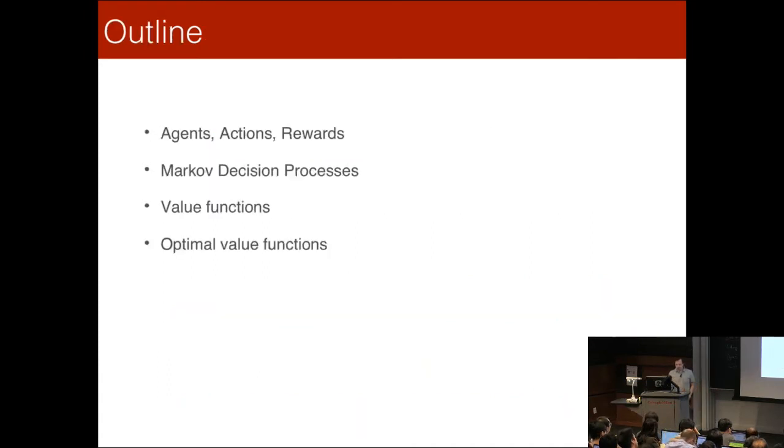Okay, so what are we going to be covering today? So we're going to look at agents, actions, rewards. We're going to look at the Markov decision process and look at the value functions and the optimal value functions. Okay?